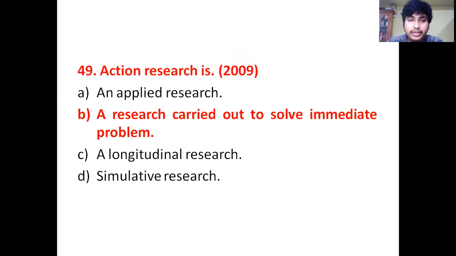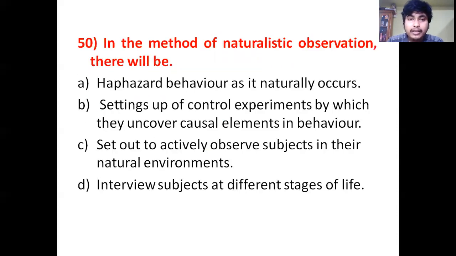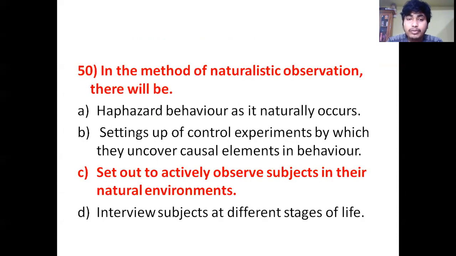So the last question is, in the method of naturalistic observation, there will be. Here options are given: haphazard behavior as it naturally occurs. Option B is setting up of control experiments by which they uncover causal elements of behavior. Option C is set out to actively observe subjects in their natural environment. So in the method of naturalistic observation, researchers set out to actively observe subjects in their natural environments. So option C will be the correct answer.